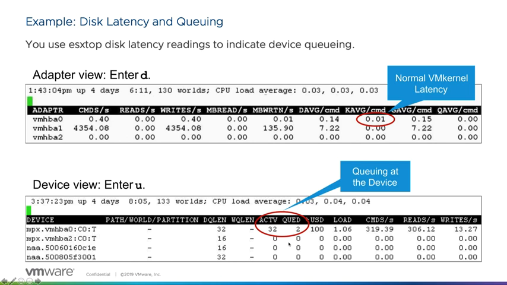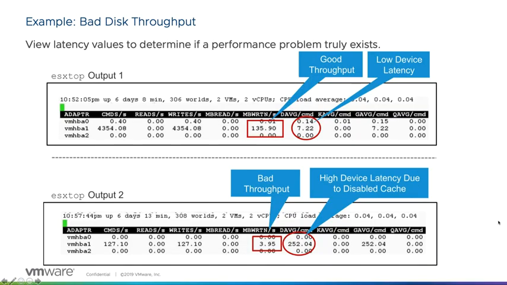And down here, we're seeing actual queuing at the device. It would be interesting to see what the latency values are. They got cut off. They're over here somewhere. But these pictures are kind of related. They're kind of opposite to each other. If you're looking at latencies, here's a normal good latency, right? Low latency giving us high throughput. 135 megabytes per second isn't too bad.